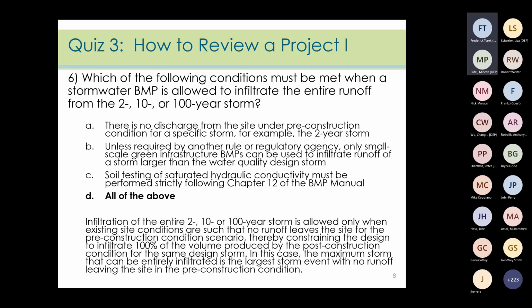The maximum storm that can be entirely infiltrated is the largest storm event with no runoff leaving the site in the pre-construction condition. So for example, if there's no runoff, say for the pre-construction 10-year storm, but there is for the 100-year storm, then for the proposed condition, the maximum design storm that can be fully infiltrated is the 10-year storm. And then the answers for B and C, they paraphrase what is in the rules. Only small scale GI BMPs can be used to infiltrate runoff of a storm larger than the water quality design storm, unless required by another rule or agency. And soil testing of saturated hydraulic conductivity must be performed strictly following Chapter 12 of the BMP manual.